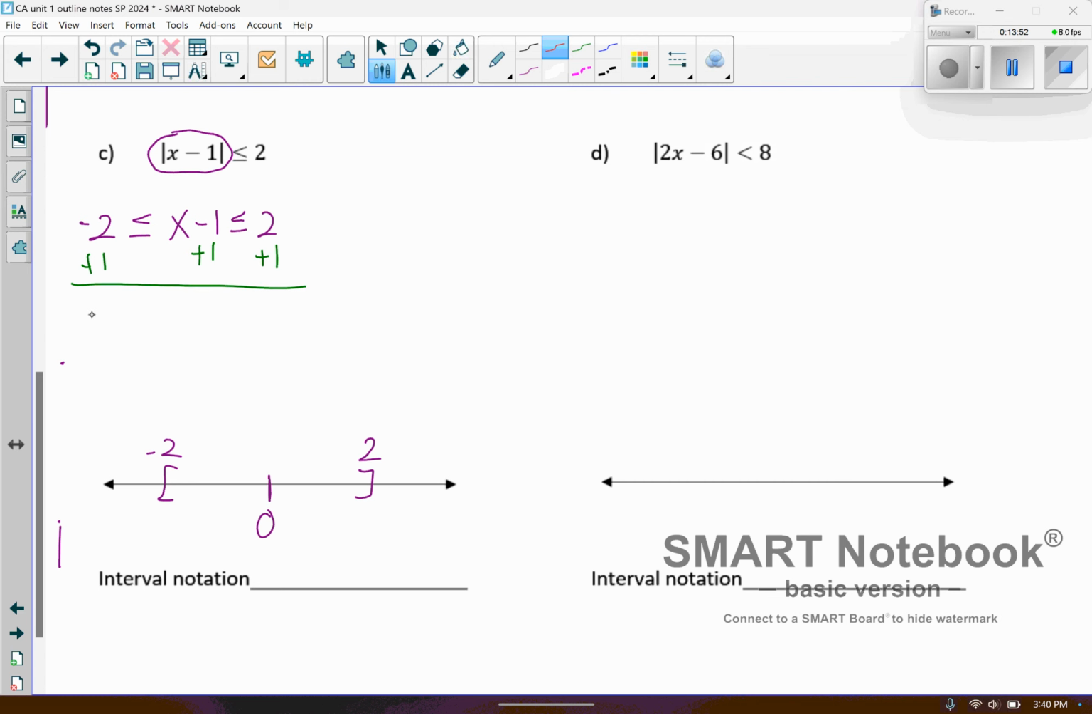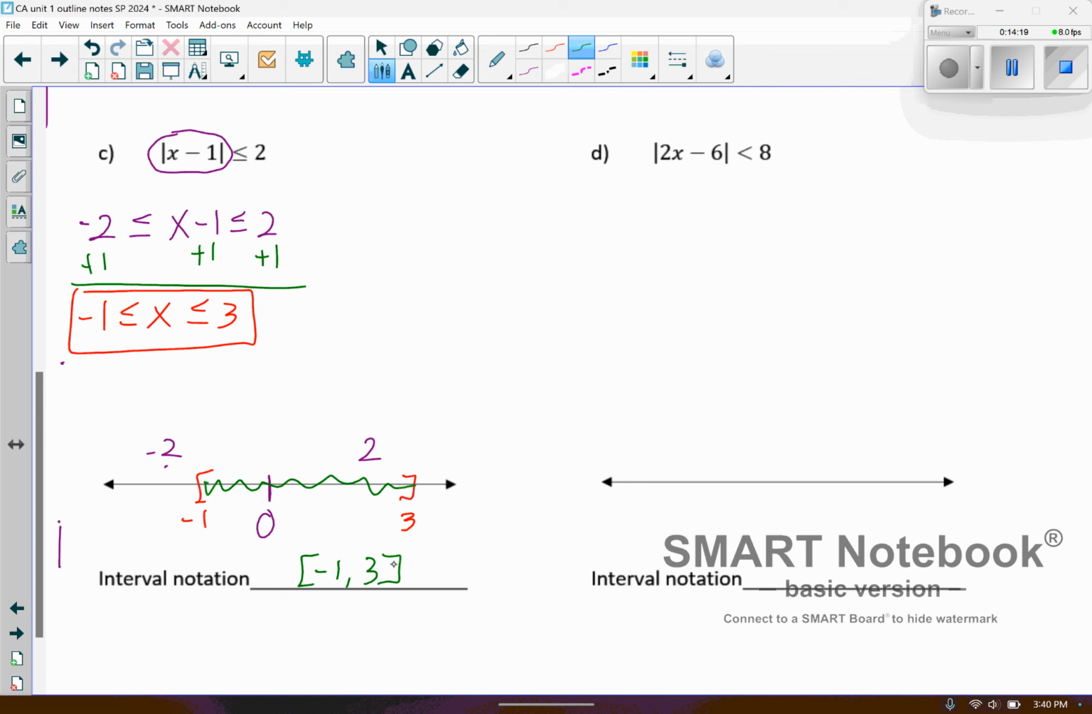And so this becomes -1 is less than or equal to x, which is then less than or equal to 3. And so my solution set is actually going to be squeezed between -1 and +3. So there's my solution set, and then my interval notation is from -1 to +3.